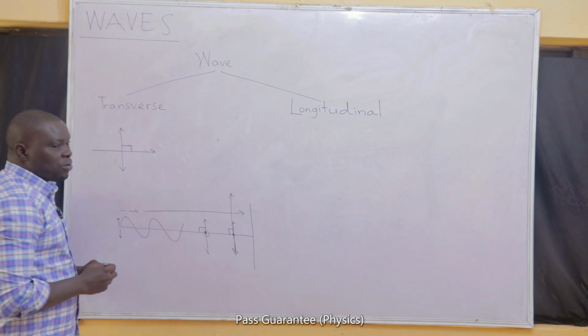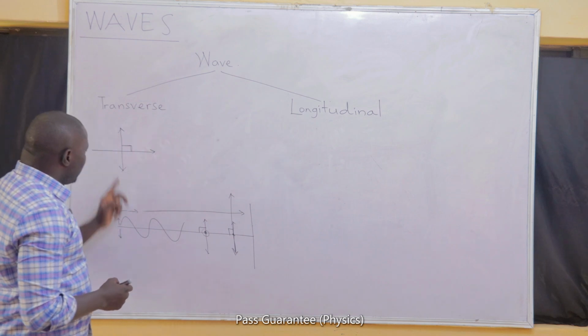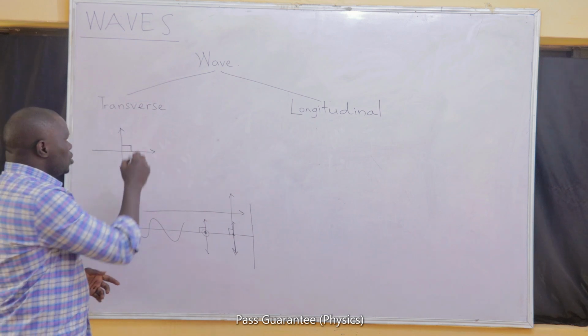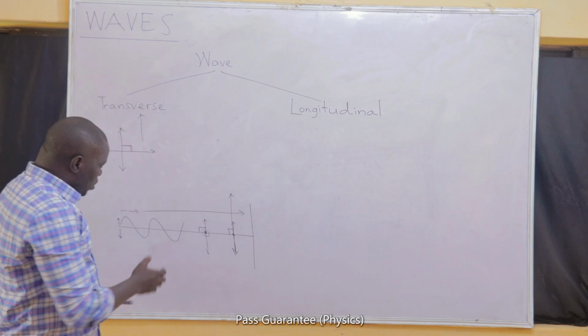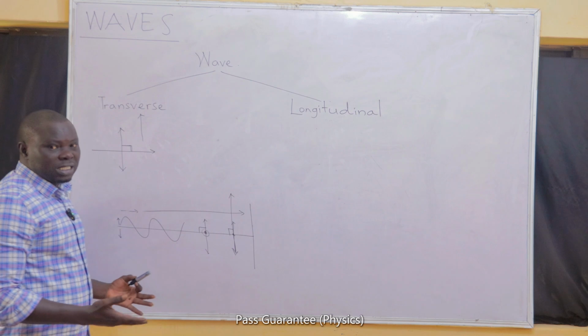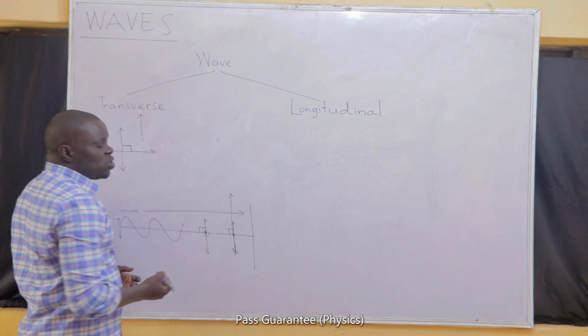That is it. So if you have a wave that moves such that it is perpendicular to the vibration of the medium, they will call that type of wave a transverse wave. A very good example is what I've shown. The wave that is formed on a rope is a transverse wave. Wave on water is also a transverse wave.